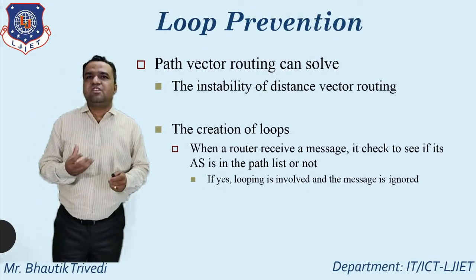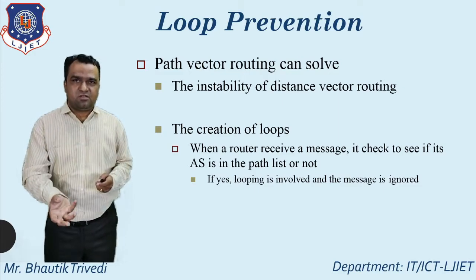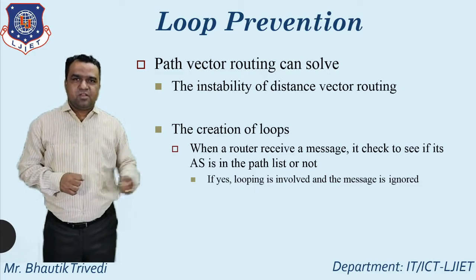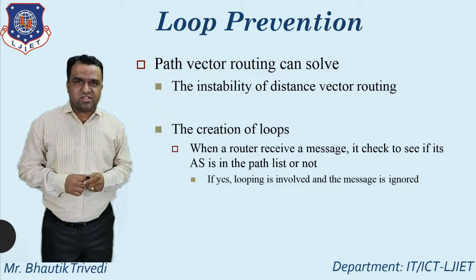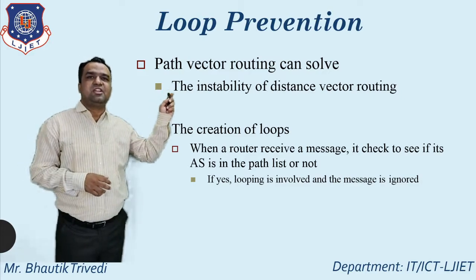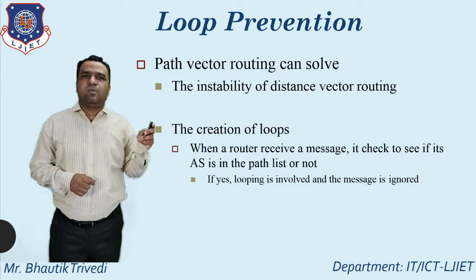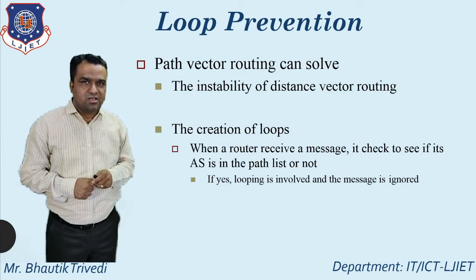After that, why we use the concept of path vector processing, the path vector method, as a part of BGP? So first one, that is loop prevention. What is the meaning of loop prevention here? Path vector routing can solve the instability of distance vector routing. One problem in distance vector routing is the instability.